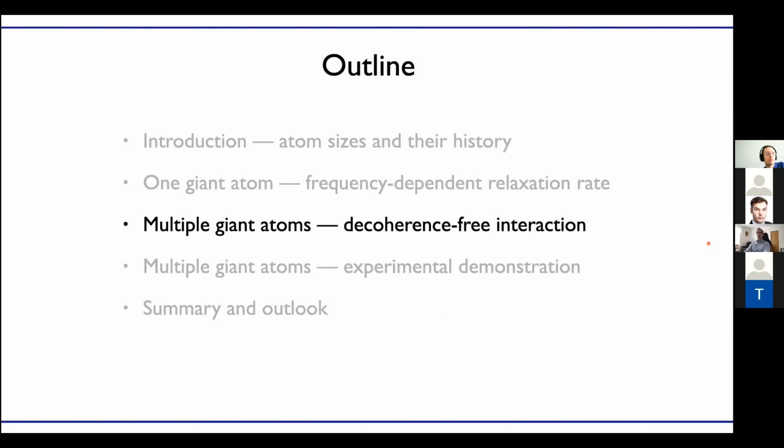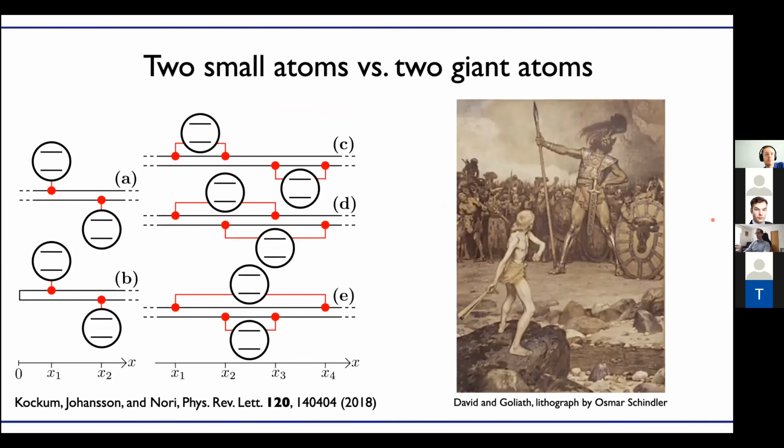Okay, then let's now talk about what happens if you have multiple giant atoms. And we will see one phenomenon in particular, which we call decoherence-free interaction, which arises there. So after we had looked at the single giant atom, I gradually started investigating what happens if you have more than one giant atom. Is there something new here that small atoms can't do? And a few years later, this was finally published in a PRL here.